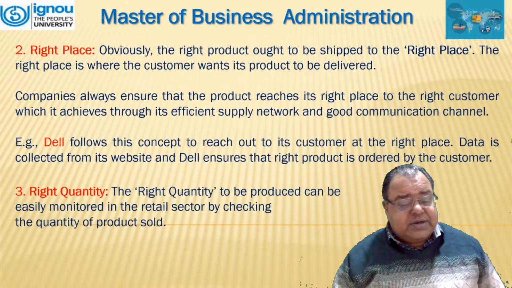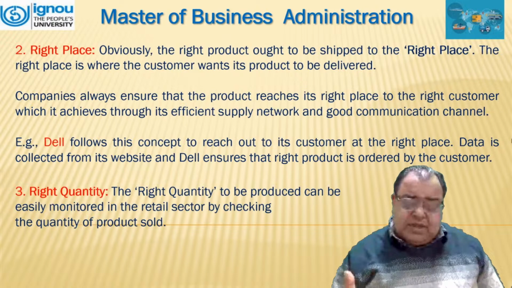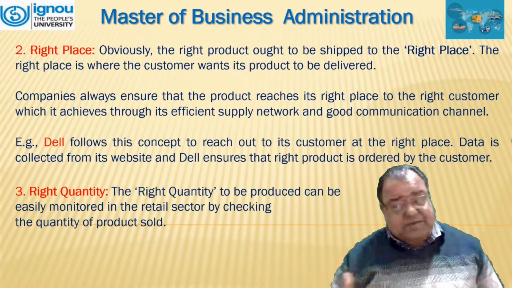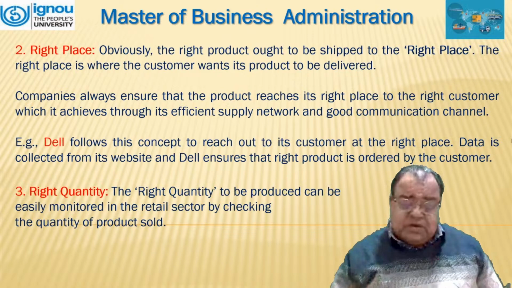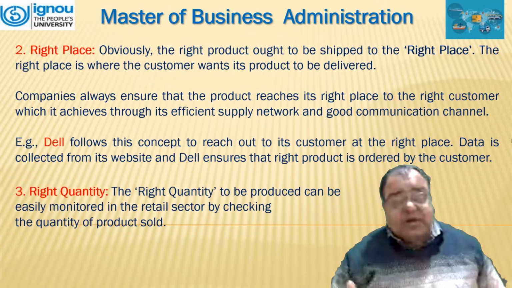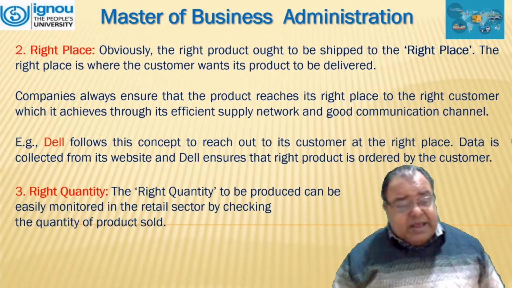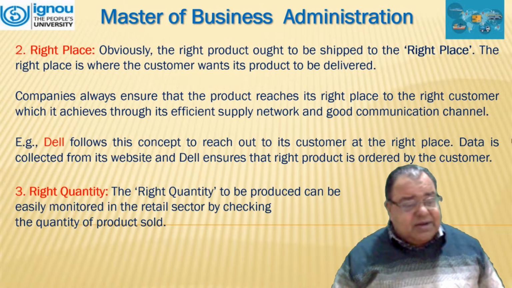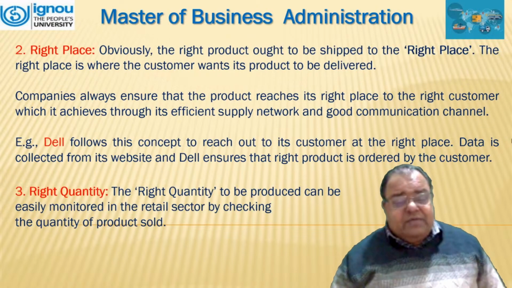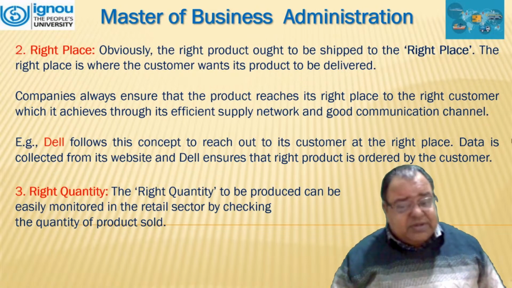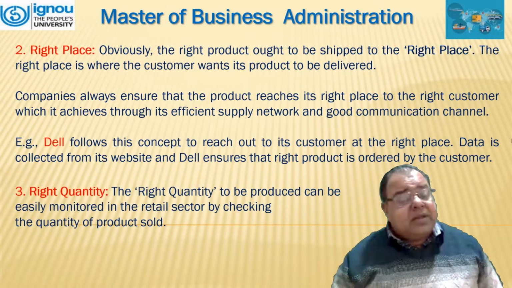Second one is right place. Obviously, the right product ought to be shipped to the right place. The right place is where the customer wants the product to be delivered. Companies always ensure that the product reaches the right place to the right customer, which they achieve through an efficient supply network and good communication channels. For example, Dell follows this concept to reach out to its customers at the right place. Data is collected from its website, and Dell ensures that the right product is ordered by the customer.